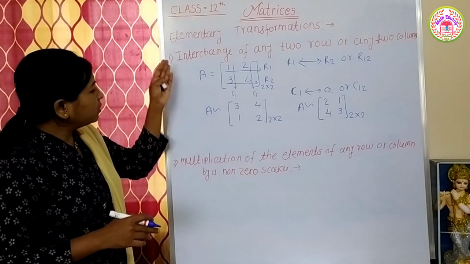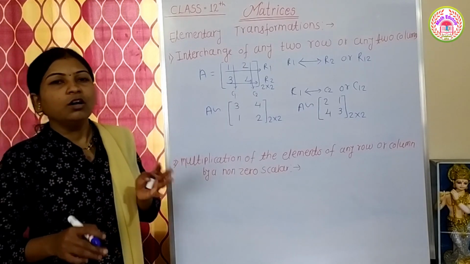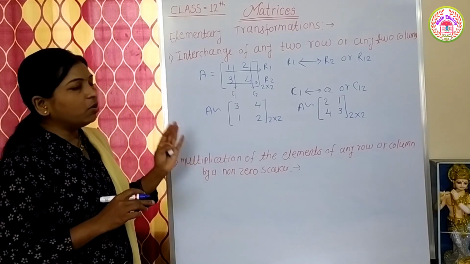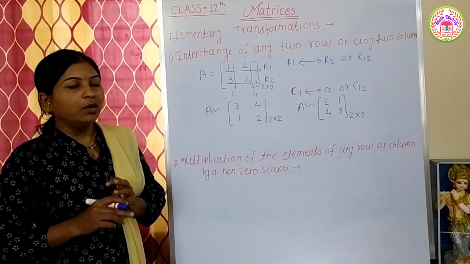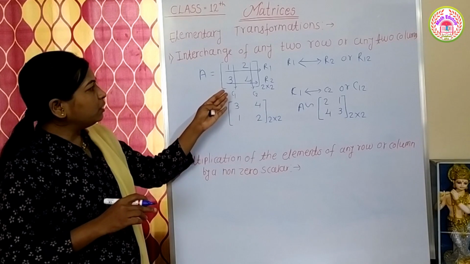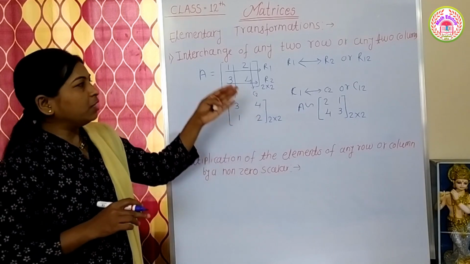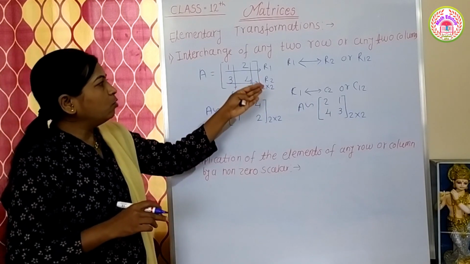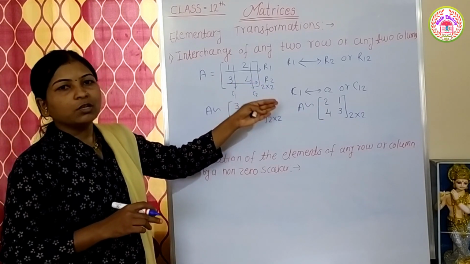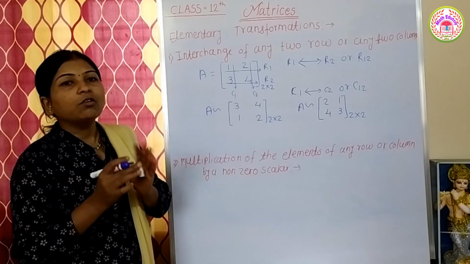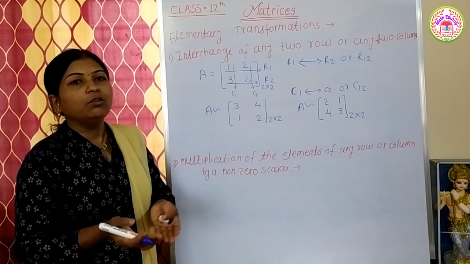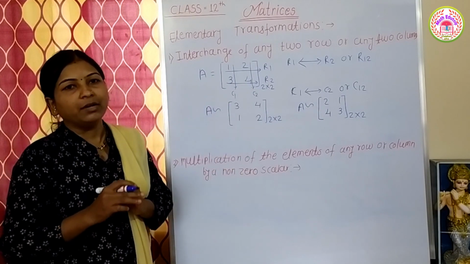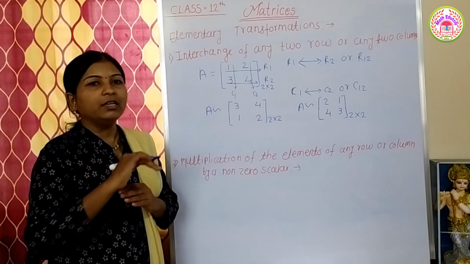Then these three operations are important for solving the example. For solving the example, in exercise 2.1 it is given which operation you have to apply. That is, it is given by applying the following operation, means R1 changed by R2 or C1 changed by C2 or C2 changed by C1. These particular operations are provided, and according to this we have to find the solution.